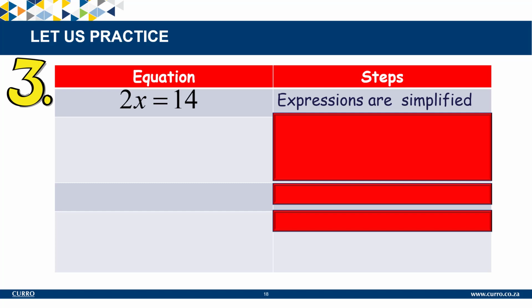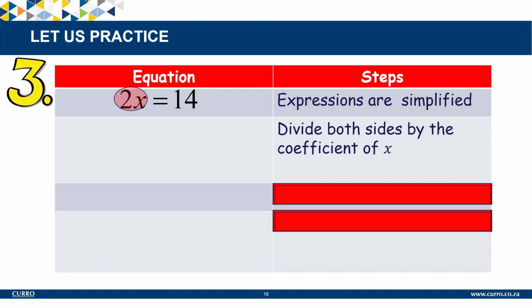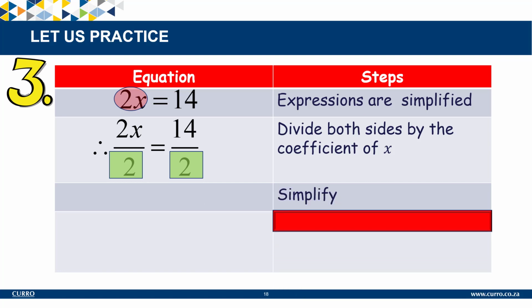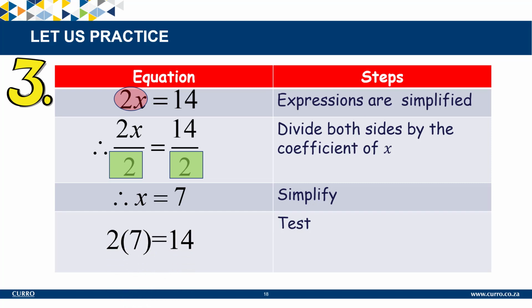So here we have an equation, 2x is 14. Note, the expressions are simplified, and the 2x is just one term. It's not 2 plus x, so we cannot use additive inverses. We have to use multiplicative inverses. So what is the multiplicative inverse of 2? It would be a half. So we can multiply both sides by a half, or we can divide by 2, because to multiply by a half is the same as to divide by 2. So we divide both sides by 2, and then we simplify. That will give us x is equal to 7. Let's test that. 2 times 7 is 14. So we have solved the equation, we found the value of x.